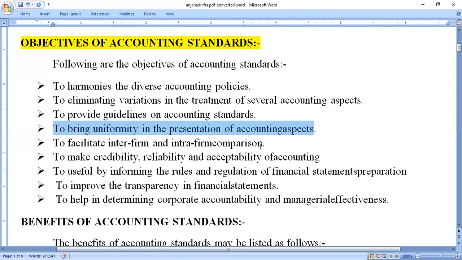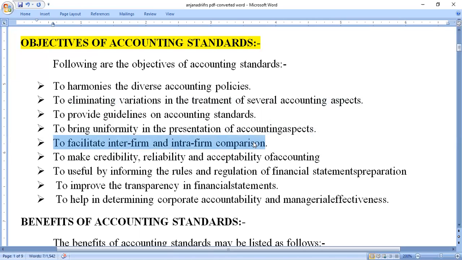In that situation what is happening here, there are uniform rules and regulations, means it is very easy to monitor, very easy to verify, very easy to value each and every account and assets and liabilities. This usefulness is also given by the accounting standards. And another objective here, it facilitates, it gives a facility for inter-firm and intra-firm comparison.